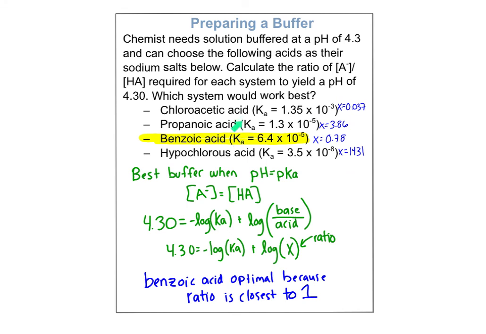We were between propanoic and benzoic, and as you can see, benzoic has a ratio, that X, base over acid, closest to 1. So benzoic acid is going to be the best. Why? Because the pH is closest to the pKa, and even though it's not perfect, the ratio of base over acid is closest to 1, which would make it the best possible buffer choice.